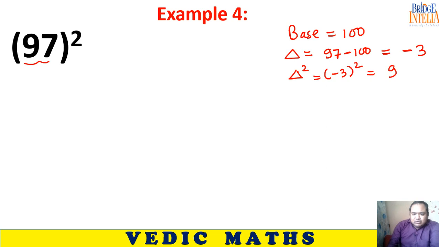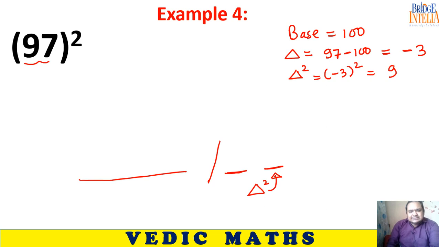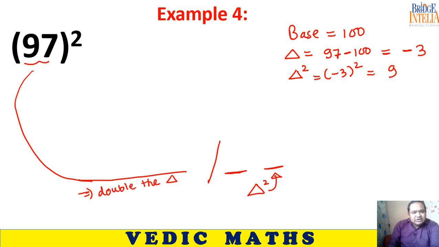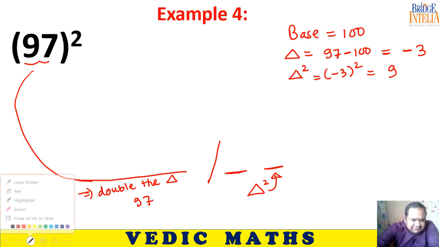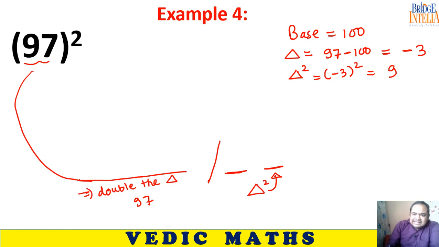So what is the answer? The base contains two zeros, so two blank spaces here, and in these two blank spaces I have to write the value of delta square. And here one single blank space, where I will write the double of the deviation of the original number 97. Delta square is 9, so I will write 09 because I have to fill two blank spaces. Now what will I write in the first blank?